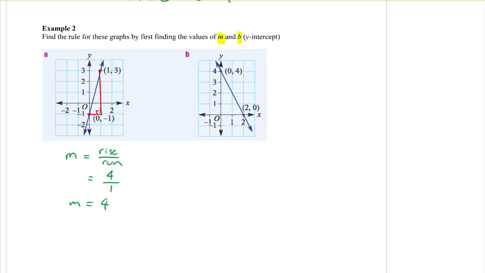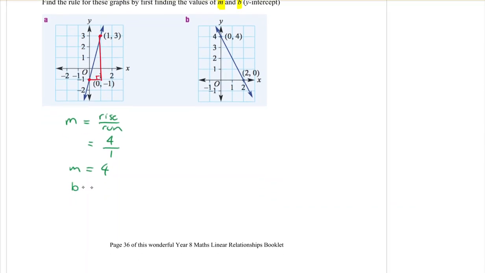The second one that we need to find is the b. The b, you read just one number straight from your graph.